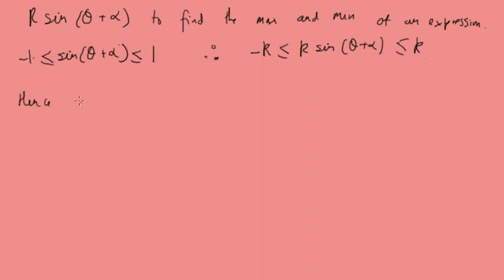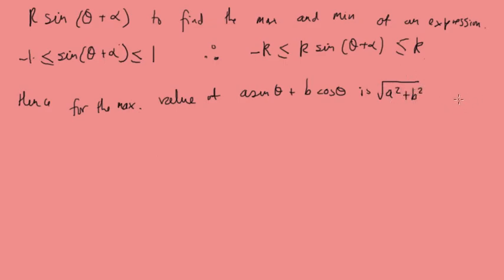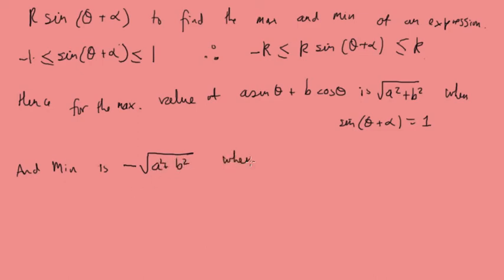Hence, the maximum value of a sine theta plus b cosine theta is the square root of a squared plus b squared, the value of r, when sine theta plus alpha equals 1, and the minimum is minus the square root of a squared plus b squared when sine theta plus alpha equals minus 1. So let's do an example to show this.